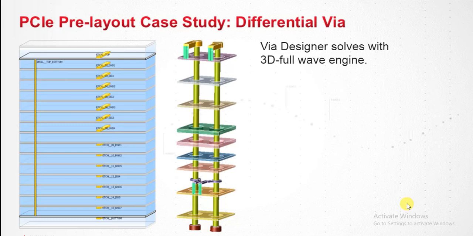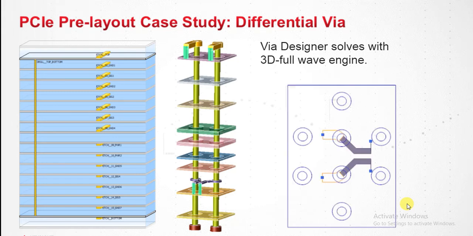Now, after you simulate the differential via, you want to put it back into the schematic and take a look at the channel simulation. That is okay. We have a generate circuit model symbol that will generate a layout lookalike to give you a better idea of what you're simulating in your channel simulation.